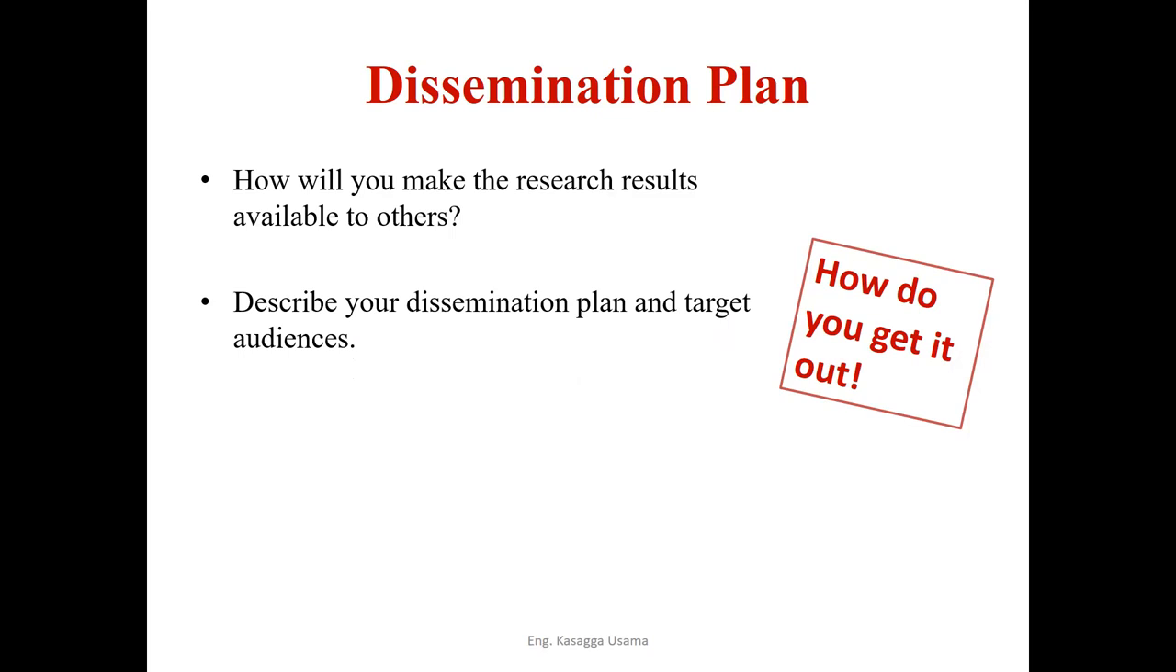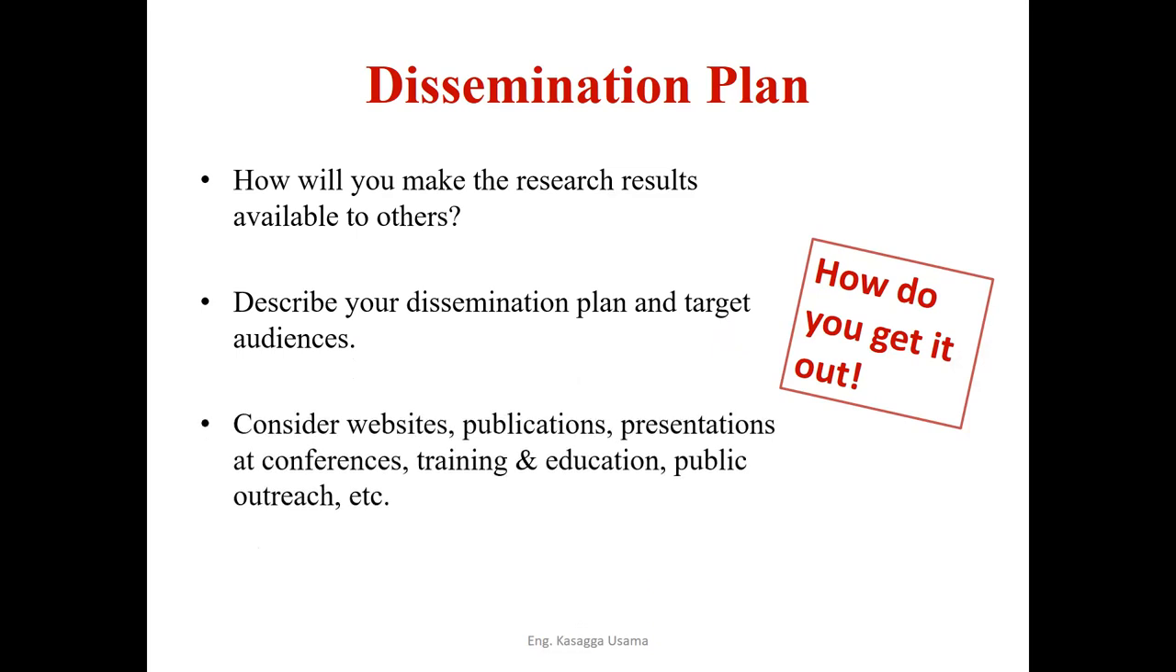Okay, describe your dissemination plan, the target audience. Who are they? Is it the government? Is it the local councils? Is it the community? Is it the institution? Who are those? Consider websites, publications, presentations at conferences. That's why in the budget you need to cite them very well. You need to come out clearly. How are you going to bring out the information that you have searched about?